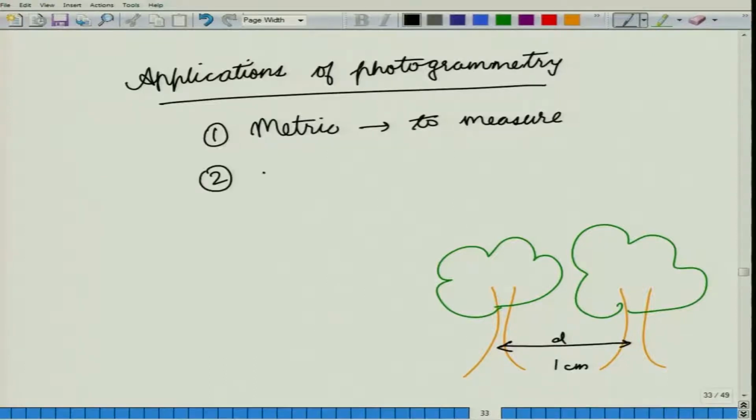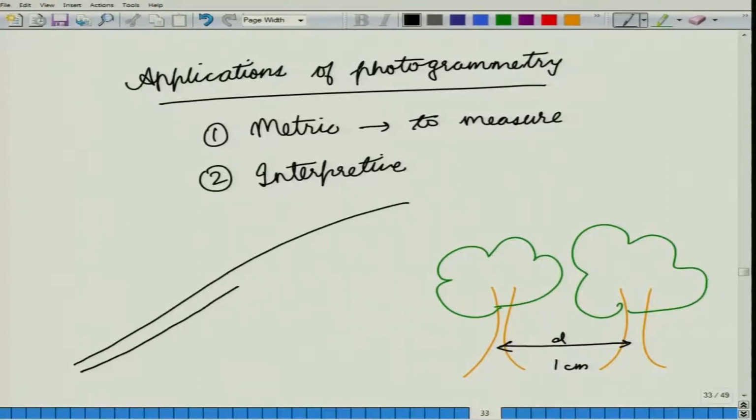The second application is called the interpretive application. What do we mean by interpretive application? Suppose we saw these two parallel lines that have black color in between these. So, does this thing on a photograph, does this represent a road, does it represent a river? How do we get to know about that, or is it something else? So, that would be called an interpretive application.